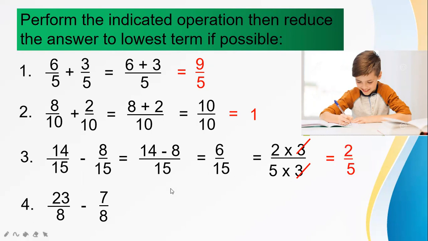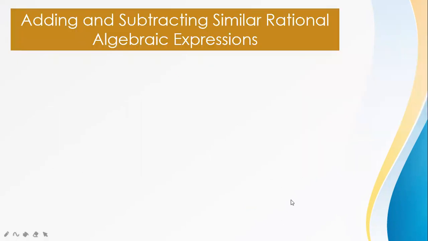Next, number 4, we have 23 over 8 minus 7 over 8. Subtract the numerators. Then copy the common denominator. So 23 minus 7, then we have 16 over 8. Then divide 16 by 8. 16 divided by 8, and the answer is 2.